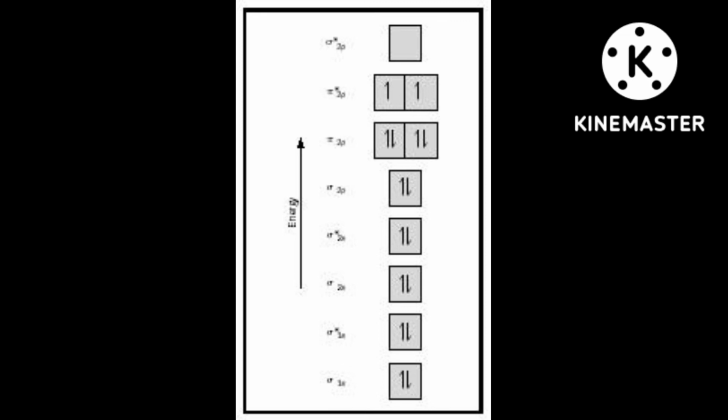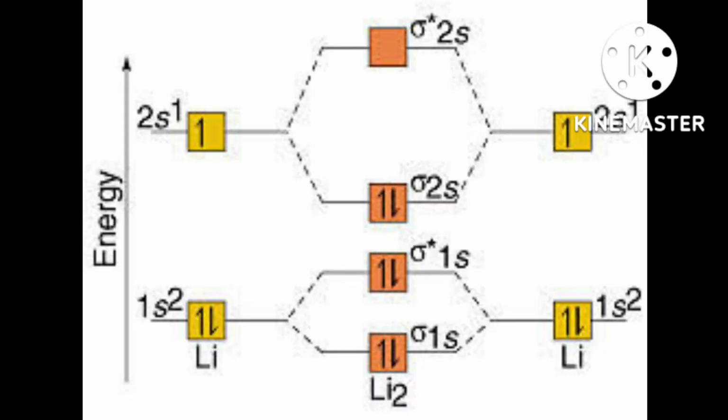For the bonding, a plus sign will be there: both orbital symbols will be there, and in the middle a plus will be there. And for anti-bonding, the same thing, but in the middle of both molecular orbitals a negative sign will come. By this diagram you can understand all these things.